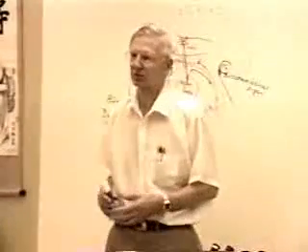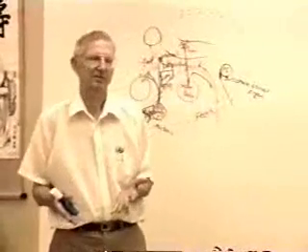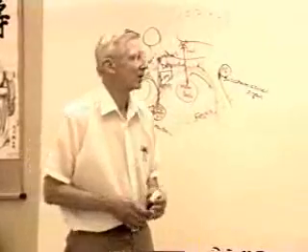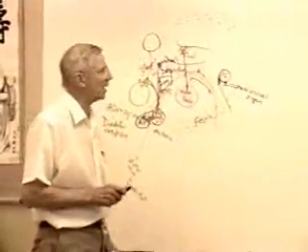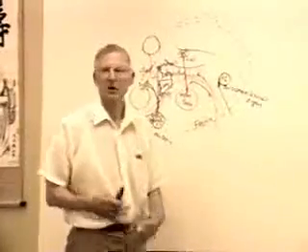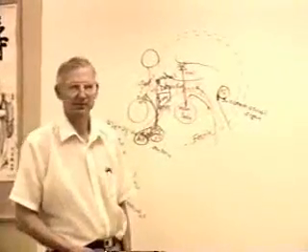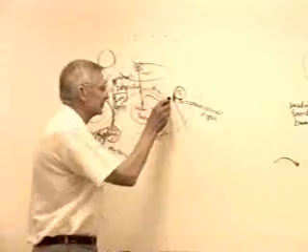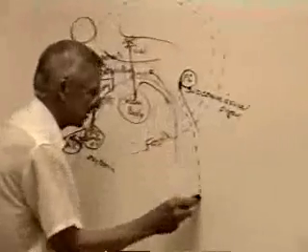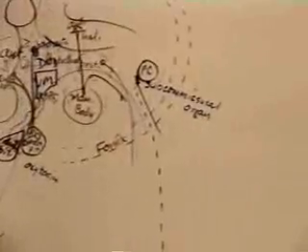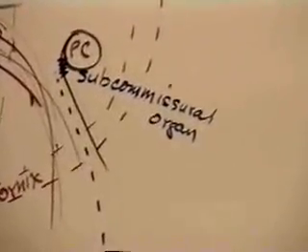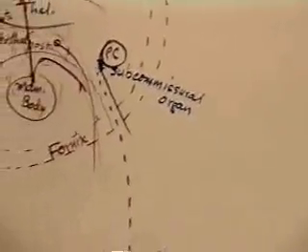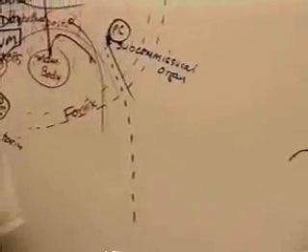And now, just to finish off the subcommissural organ, there's supposed to be a secretion in the opposite direction, which is said to go down through the aqueduct, fourth ventricle, into the spinal cord, as a fiber.